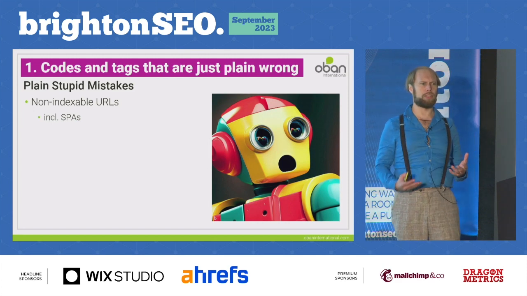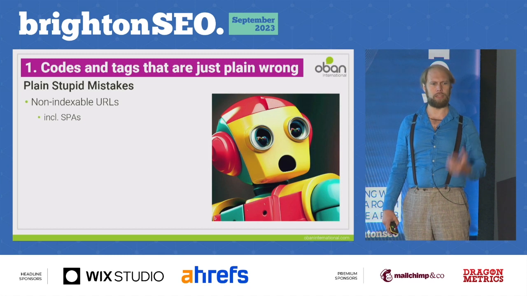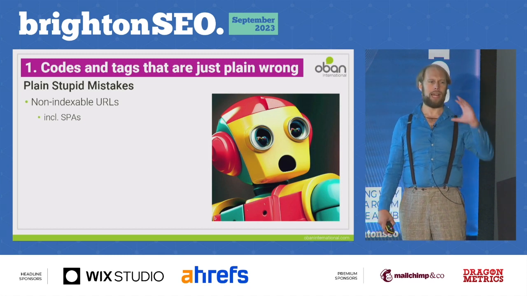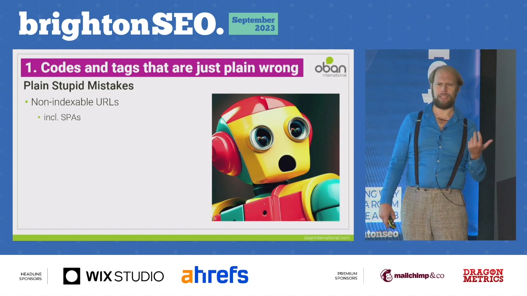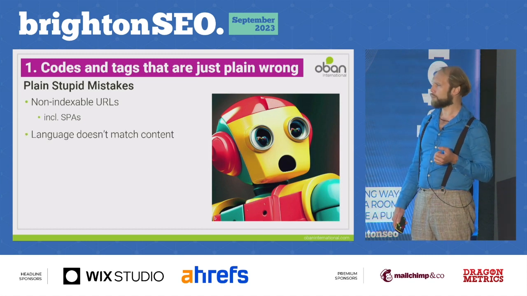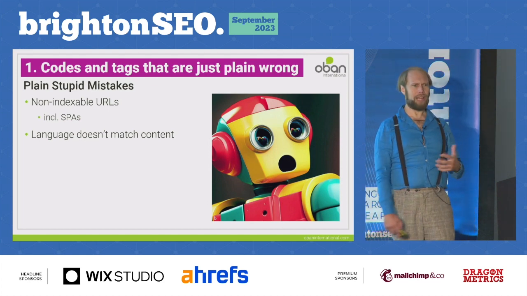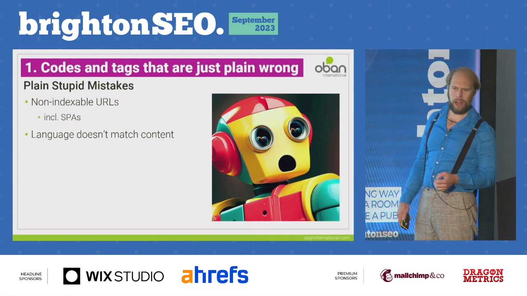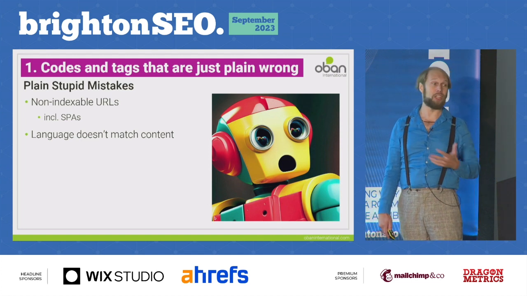Also come across issues with single-page applications. So recently I was looking at an e-commerce site and used the language selector on this site and the language updates on the page, but then the URL stays the same. So there's no URL to add to the hreflang, so that's problematic as well. The language does need to match the content. Google can tell what language a site's in, so if you're just telling it completely the wrong thing, it's just going to lose trust in you.